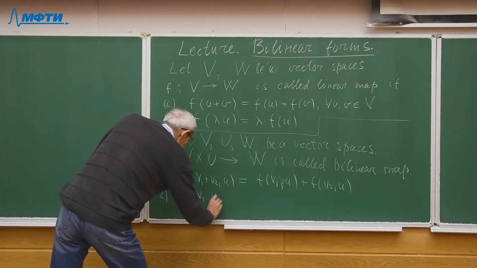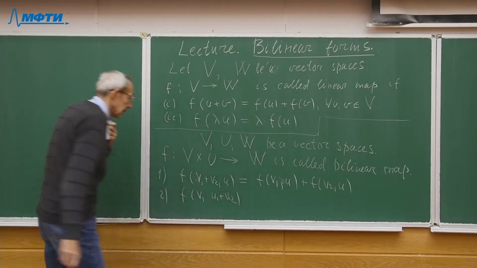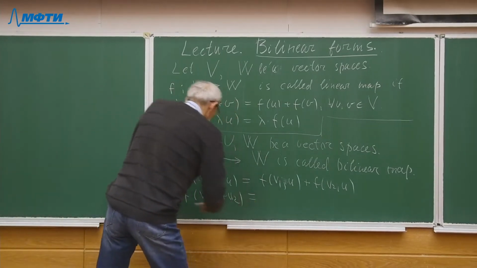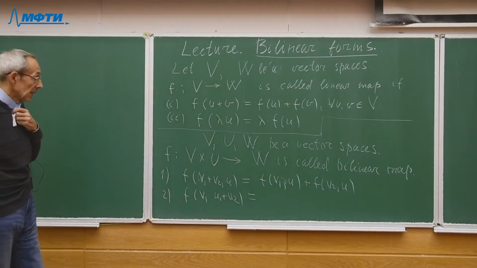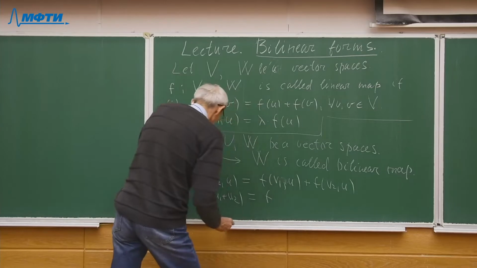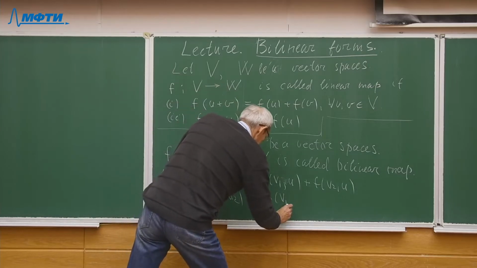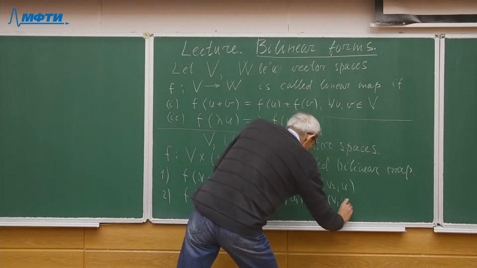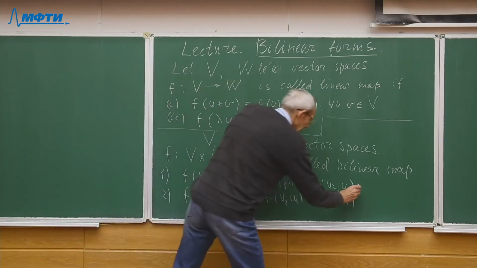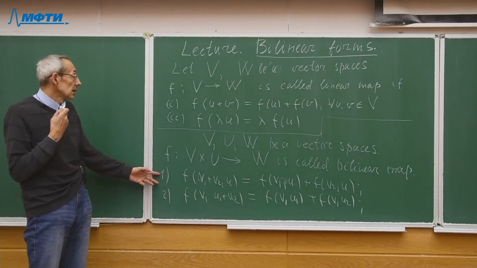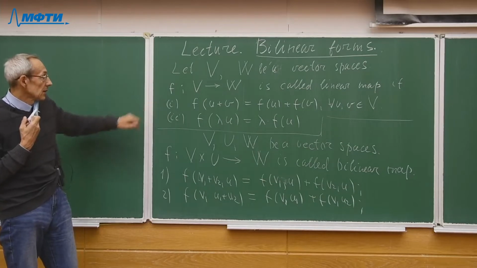And in the same way, we have the linearity condition with respect to the second factor. If the second element of our ordered pair is the sum of some vectors u1 and u2, and we apply our map to such an ordered pair, we must obtain the sum of the images f(v, u1) plus f(v, u2). These are the sum analogs of the first condition of the linear map.